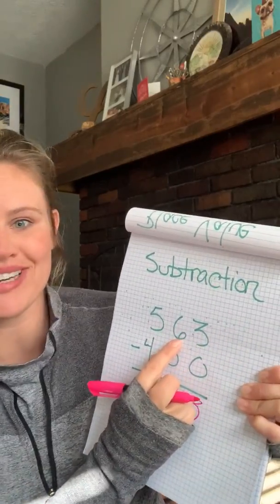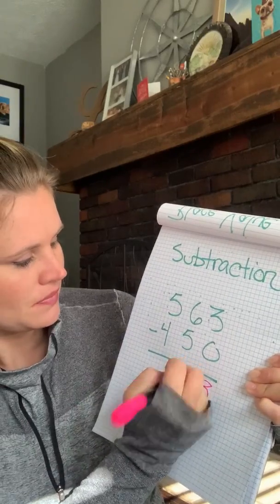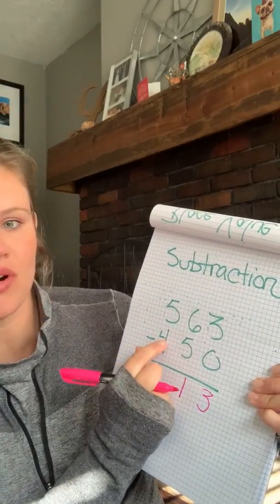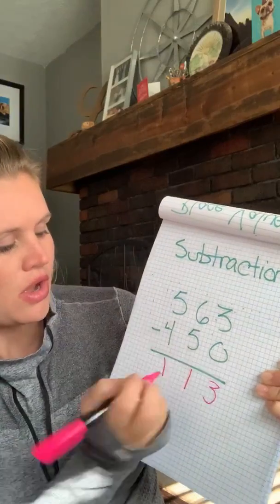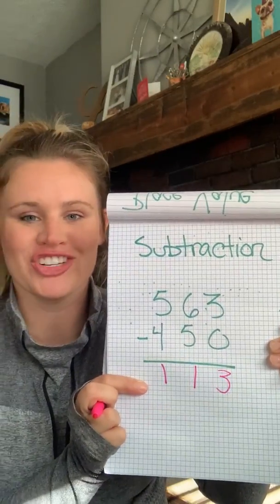We move on to our tens place. 6 minus 5 is 1. Then 5 minus 4 is 1. Our correct answer on our first problem is 113. Let's go to the next problem. We're going to have to do a little bit of regrouping on this one.